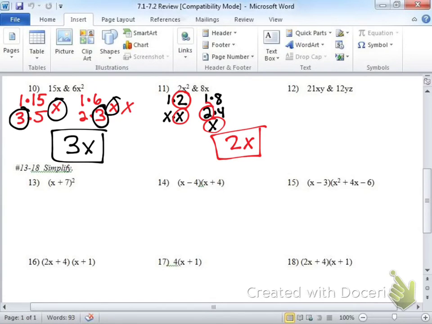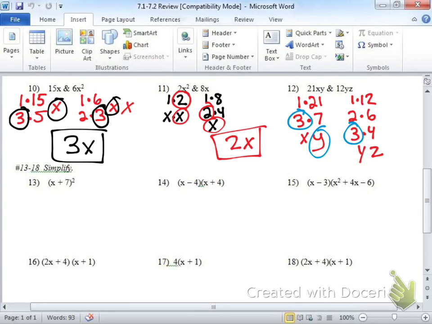Alright, number 12. For 21, we have 1 and 21, 3 and 7, and then list your variables. For 12, I have 1 and 12, 2 and 6, 3 and 4. List your variables. You can see that the biggest number that they have in common is the 3, and then they each have a single Y. So this is going to be 3Y.